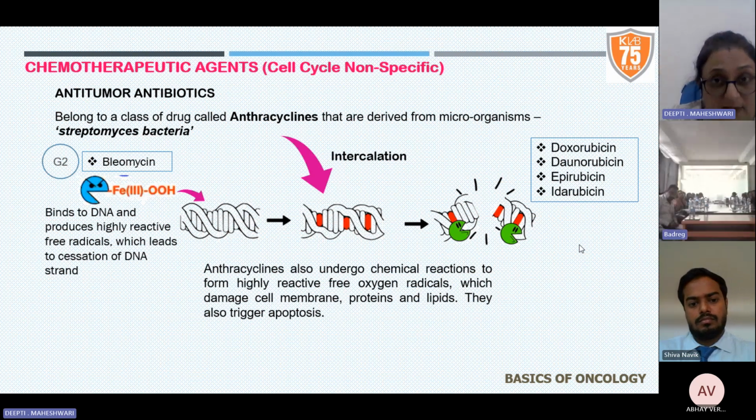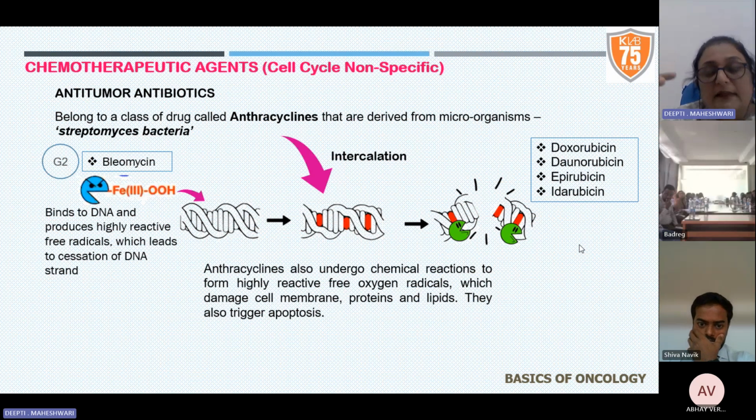So, basically, these anthracyclines like doxorubicin, daunorubicin, epirubicin, and idarubicin generate free radicals. But which type of free radicals? They generate free oxygen radicals, and they are not attaching themselves to the DNA. They go and attach themselves to the cell membrane, and internally they damage the cell membrane, the proteins, the lipids, and this can lead to cell apoptosis, that means programmed cell death. So this is the simple mode of action of anthracyclines.